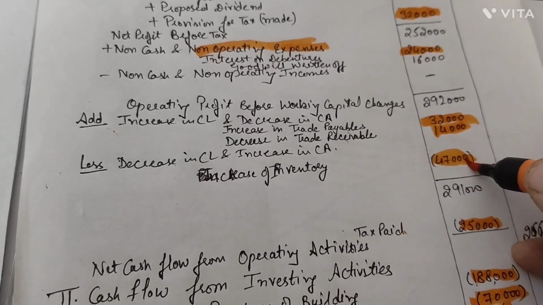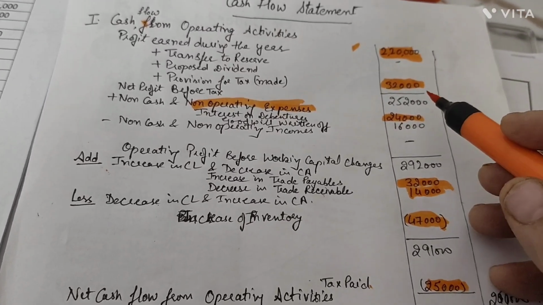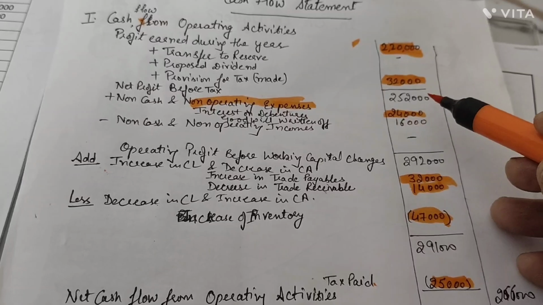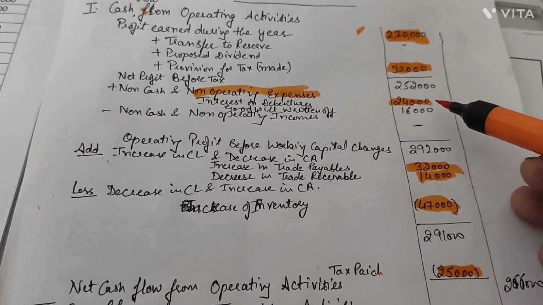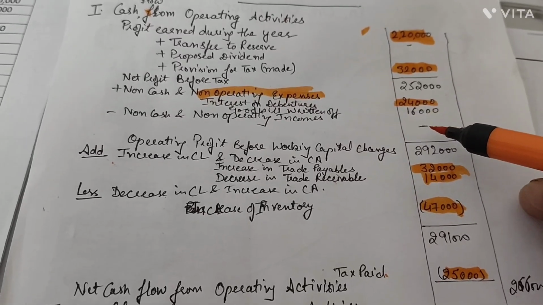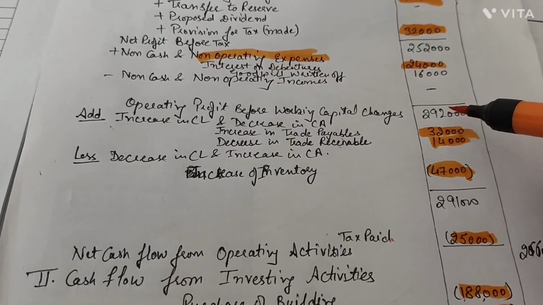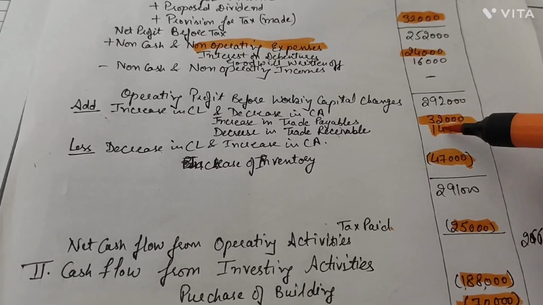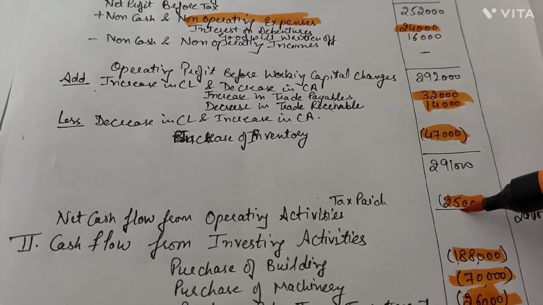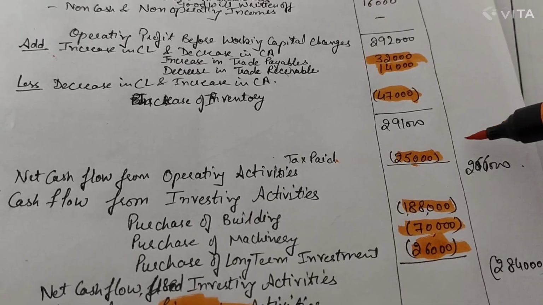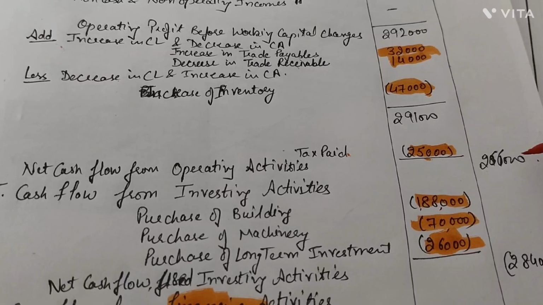Now, when we have to sum up the given statement, what we had here was 2 lakh 20 plus 32, the total profit 2 lakh 52,000, plus the non-cash non-operating expenses. There was nothing for deduction. We got a total of 2,92,000 before working capital changes. When we deducted our working capital changes, from that balance we deducted tax paid. So what is the net cash flow from your operating activities? That is 2,66,000, a positive value.